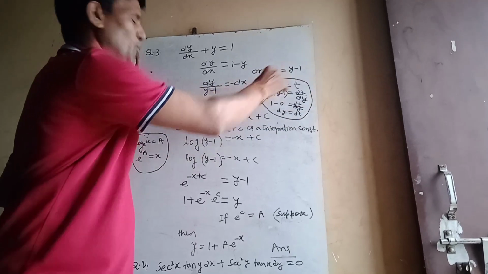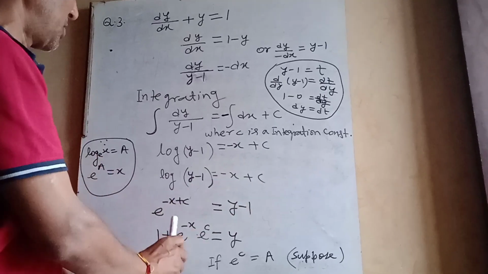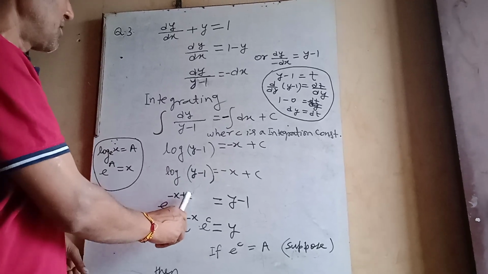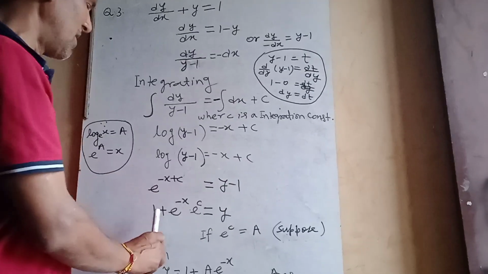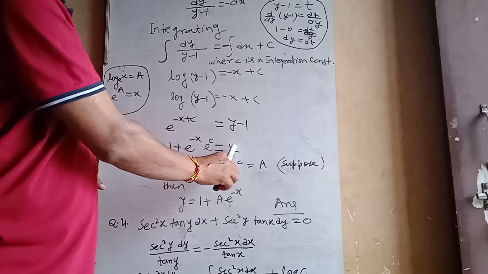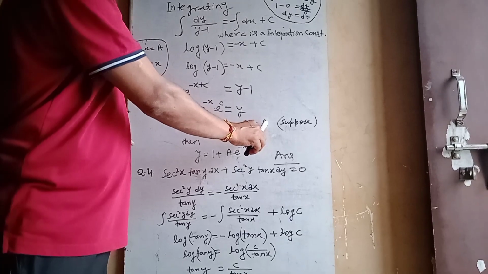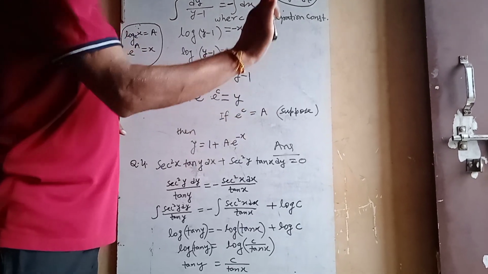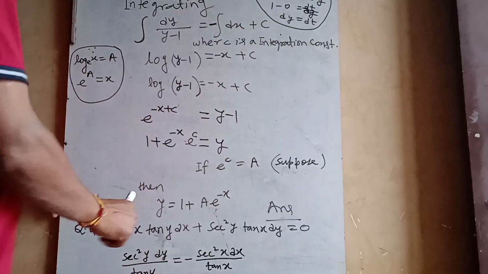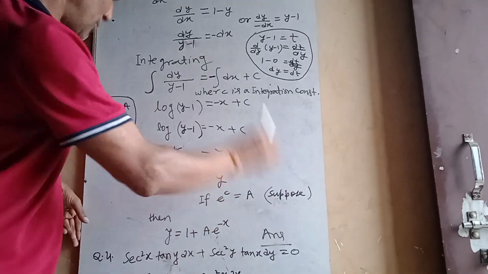Now log y minus 1 equals minus x plus c. Apply this formula, you will get e to the power minus x plus c equals y minus 1. So 1 plus e to the power minus x into e to the power c equals y. Take e to the power c equals another constant capital A, as we see e to the power c is a constant. Now we write y equals 1 plus A e to the power minus x. That will be the answer.